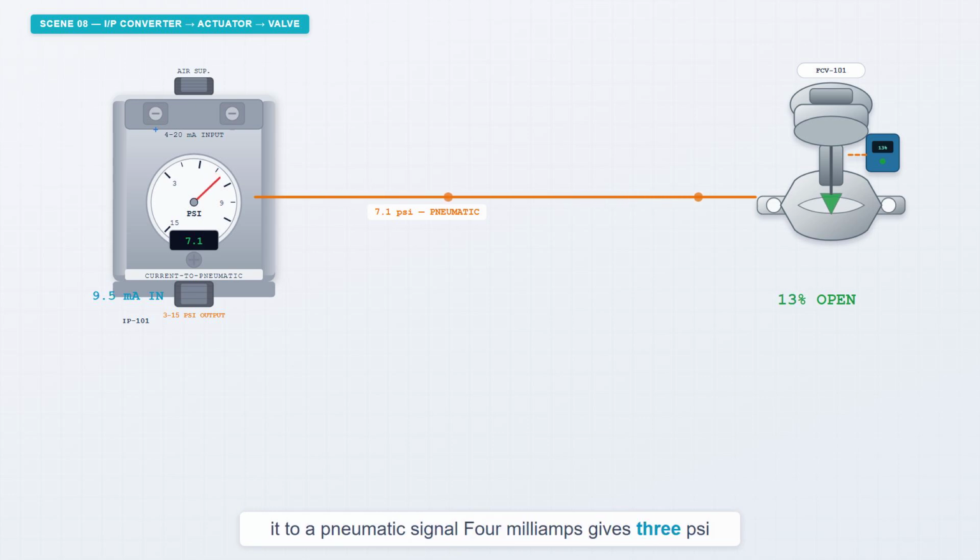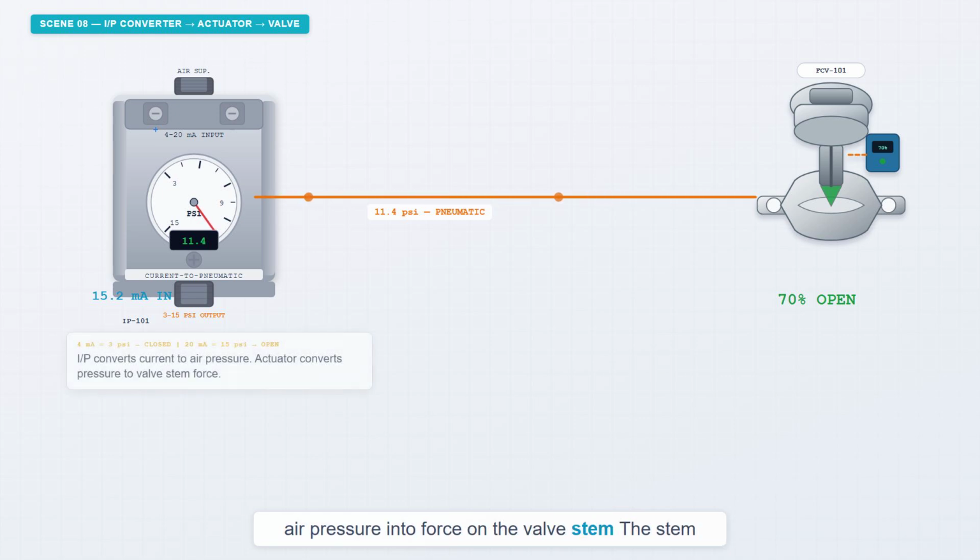4 milliamps gives 3 psi. 20 milliamps gives 15 psi. At 15.2 milliamps, approximately 10 psi reaches the actuator. The actuator converts that air pressure into force on the valve stem. The stem moves, the plug lifts, and the flow changes to match what the operator asked for.